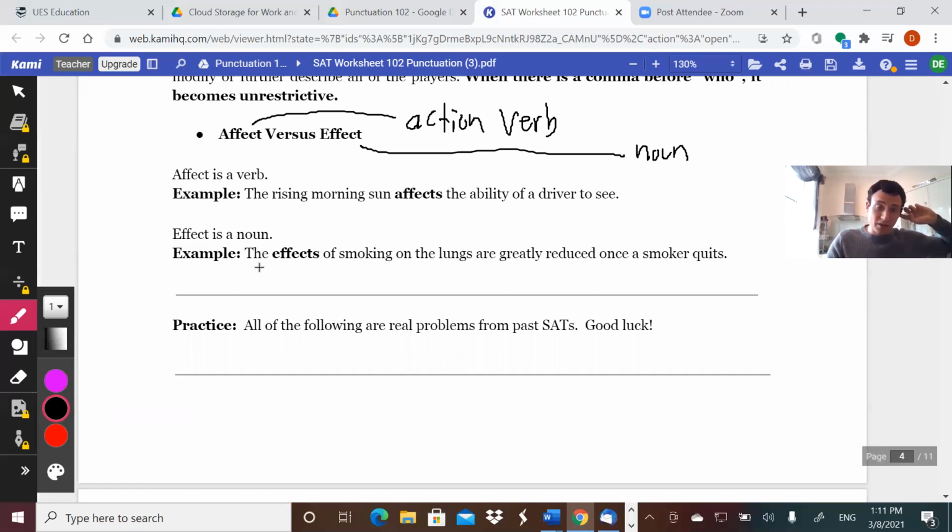A lot of times you'll see the before effect because it's saying the noun, but you would never say the verb. I wouldn't say, if I say John ran to the park, I wouldn't say John the ran to the park. So if you see the before it, it's effect with an E. And if it's used as a noun in any way, it's effect with an E. If it's used as a verb, the rising sun affects the ability of the driver to see, then it's A.